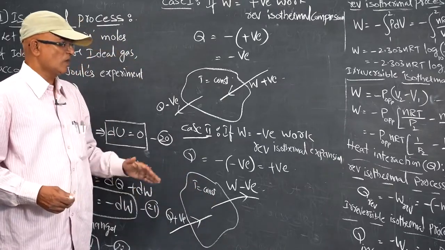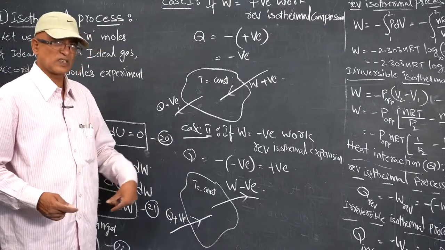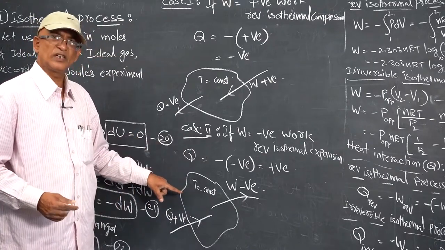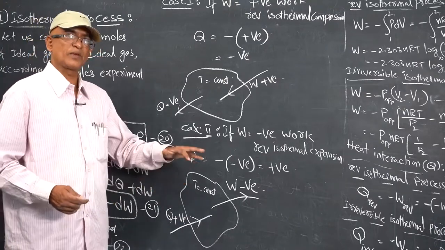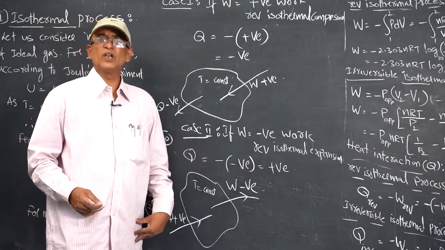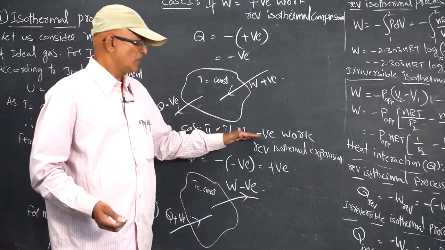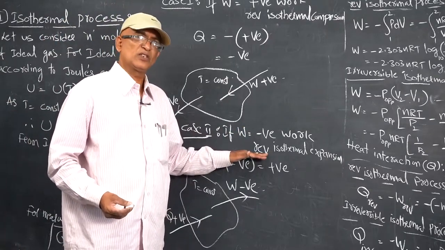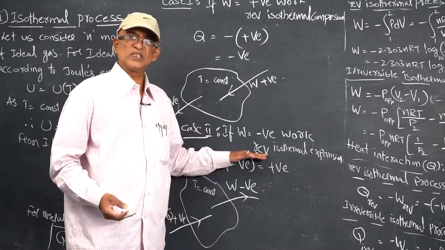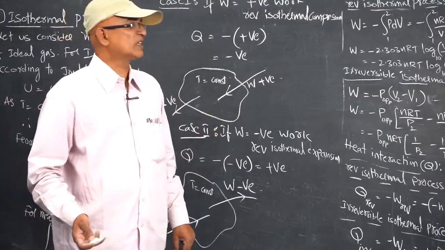So why is the system receiving heat, absorbing heat in this process? To keep the temperature constant. To maintain the temperature of the system constant, the system is absorbing heat as a result of reversible isothermal expansion, or during negative work done during isothermal process. What happens? Always heat is received by the system. Why is heat received by the system? To maintain temperature constant.